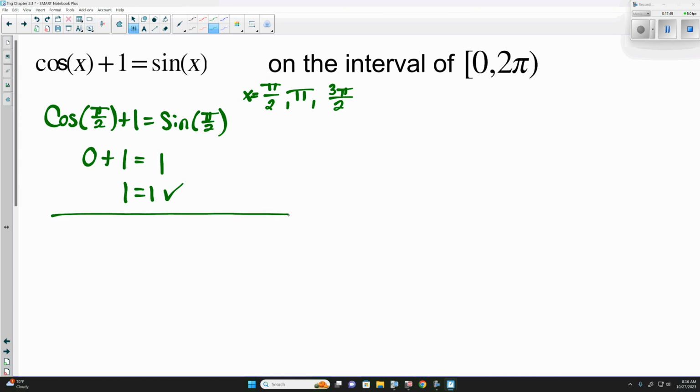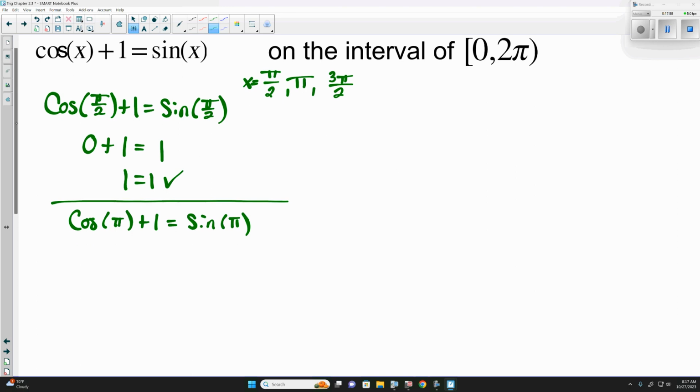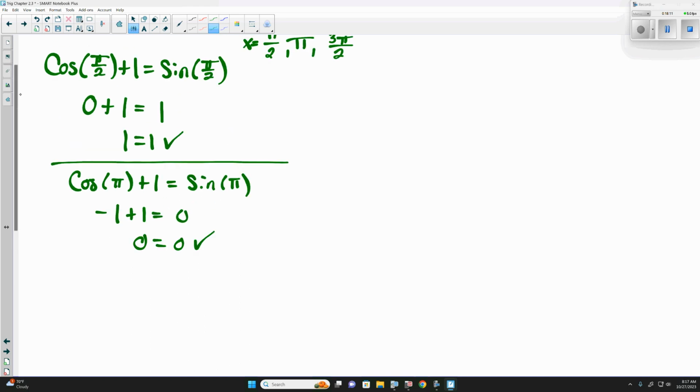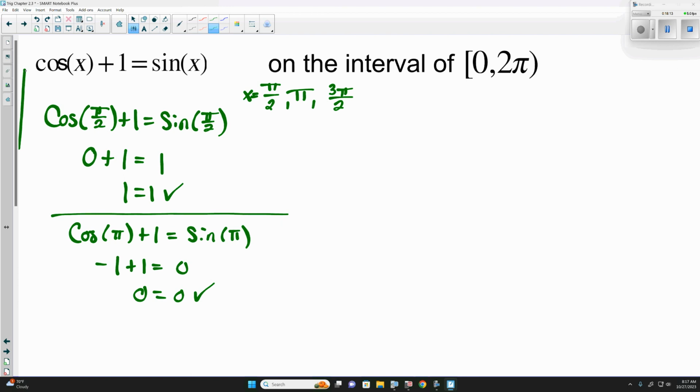That's fine. Let's check pi. Cosine of pi plus 1 is equal to sine of pi. Well, cosine of pi is -1. So we have -1 plus 1 is equal to sine of pi, which is 0, and -1 plus 1 is 0, equals 0. Well, it's not looking like a whole lot of reason we had to check these, yes?